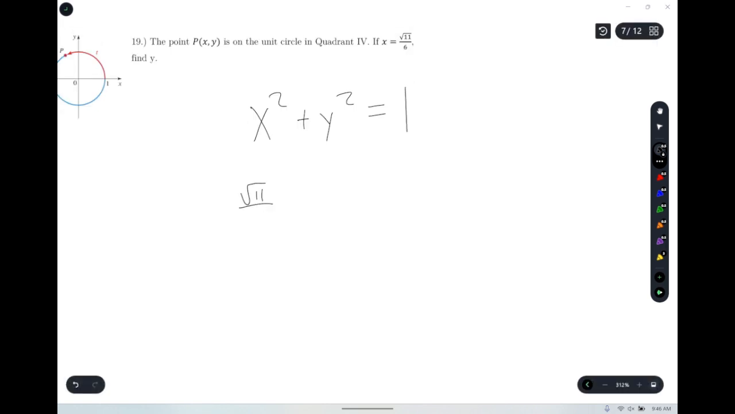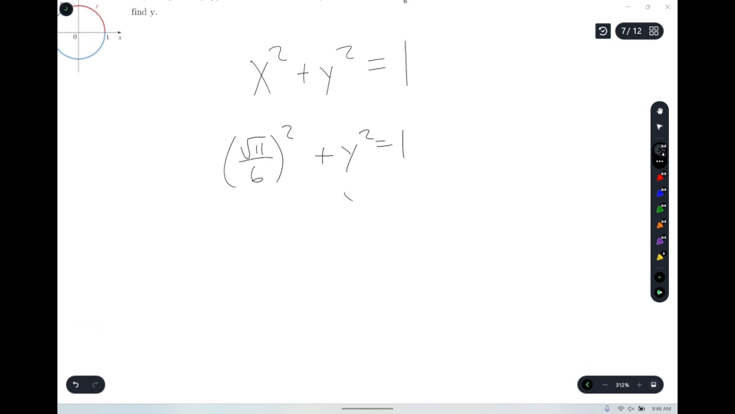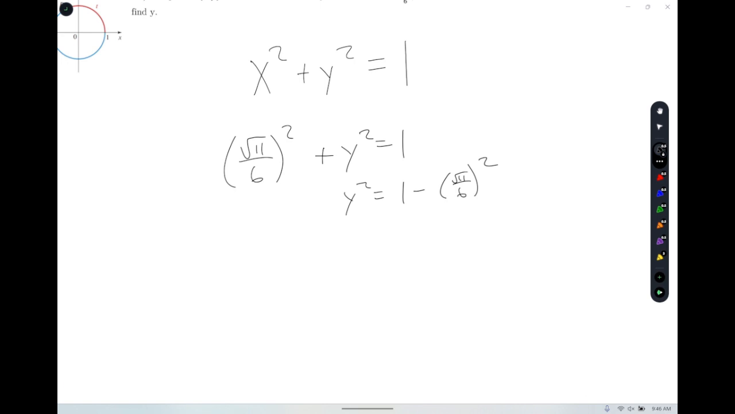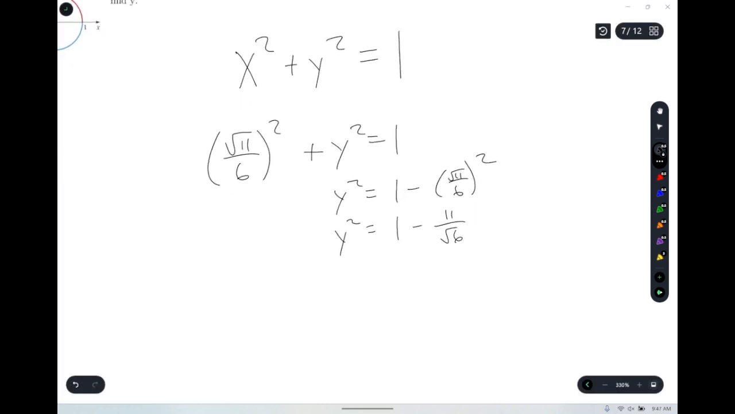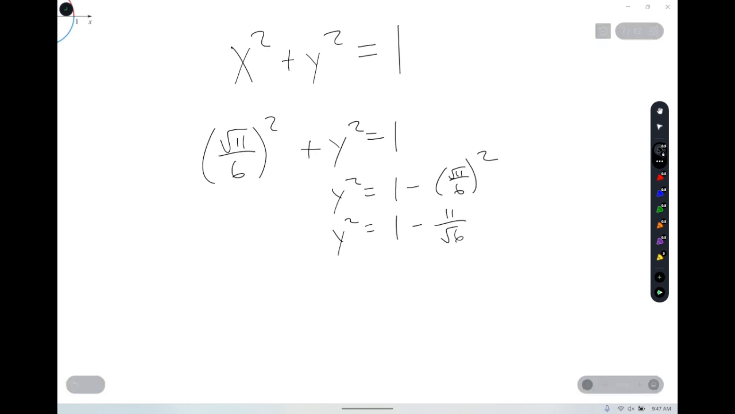So square root 11 over 6 squared plus y squared equals 1. So y squared equals 1 minus square root 11 over 6 squared. Anybody got that? 1 minus 11 over root 6. That's so ugly. Wait, why did I square root it? I was supposed to square it. No, now it's not ugly anymore. 11 over 36. Good. I was like, that didn't make sense.